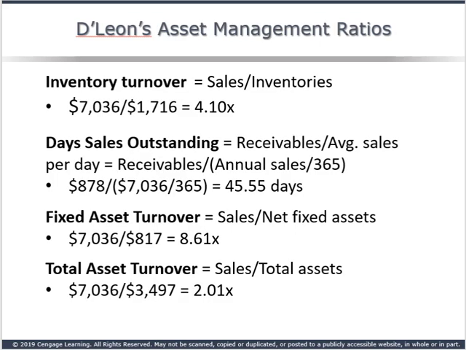The next set of ratios is asset management. Asset management actually has a lot of different ratios that could be used. We're just going to look at 4 here. First one is inventory turnover. Inventory turnover is looking at the number of times per year you would turn over your inventory. And so we see here 4.1 times, so approximately once a quarter the company is able to turn over its inventory. The next one, days sales outstanding, is looking at the number of days it takes to collect on their receivables. We see here 45 days.